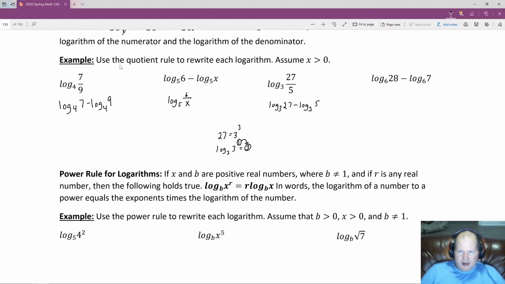Because 3 to what power is 27? Well, 3 to the third power is 27. So 3 minus log base 3 of 5.